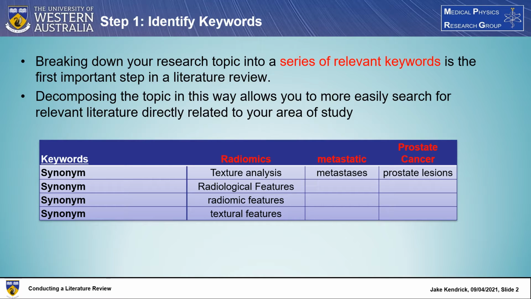And then what you'll do after that is you want to identify synonyms. So words that mean exactly the same thing, but which are also likely to appear in the literature that you don't want to miss in your search. So for example, a synonym for radiomics is texture analysis, radiological features, radiomic features, and textural features. And in doing this, you'll construct a table like the one you see on the screen that you're going to utilize in the subsequent steps to conduct your search.